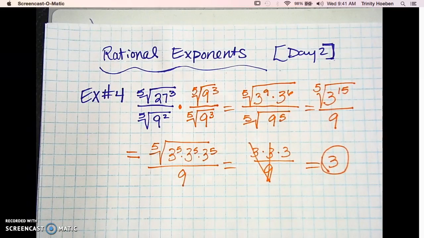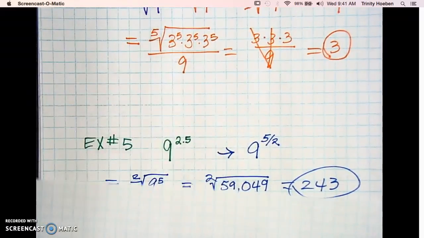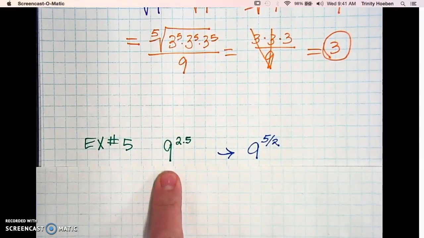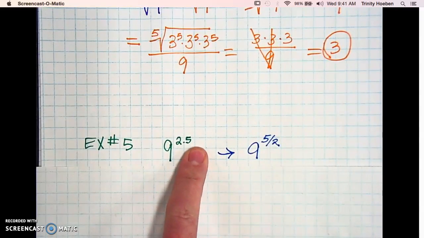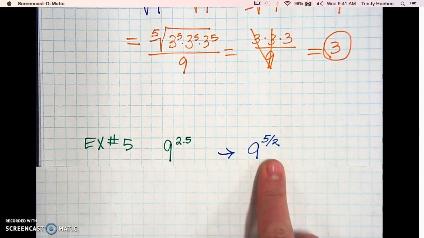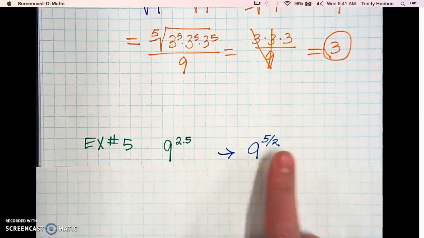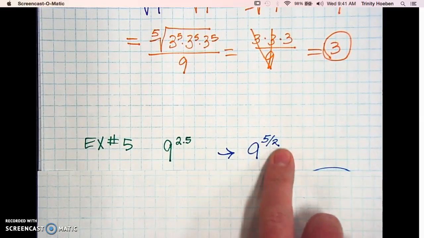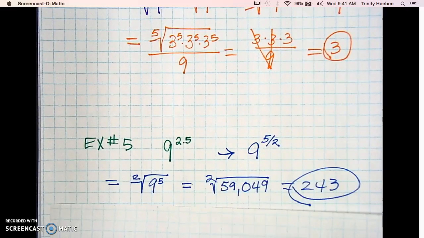On to example number 5. For example number 5, we're starting with 9 to the power of 2.5, which is a decimal, so we rewrite it as 9 to the 5/2 power. The 2 becomes the root, the 5 becomes the power.